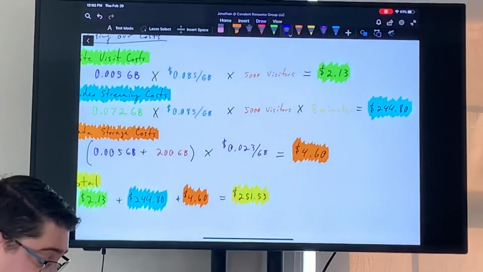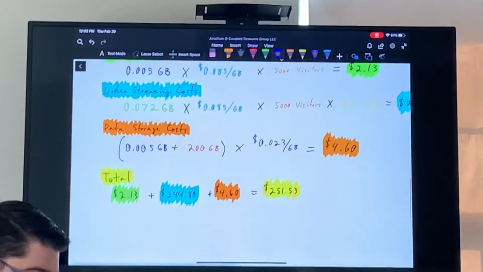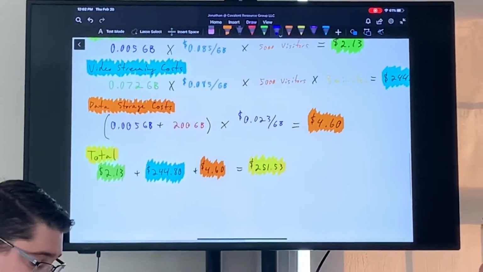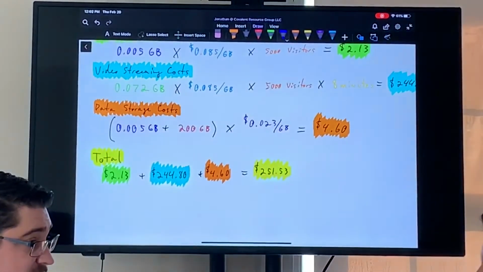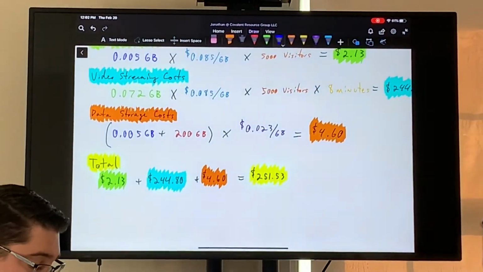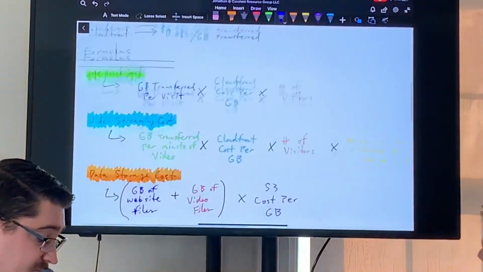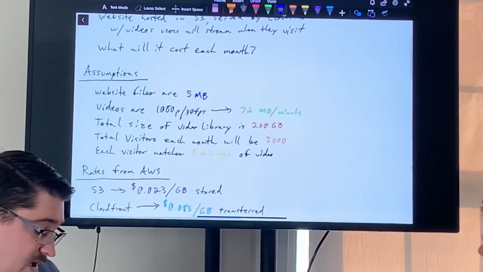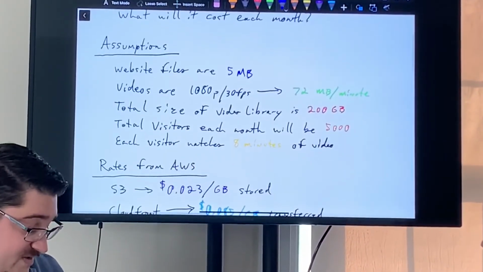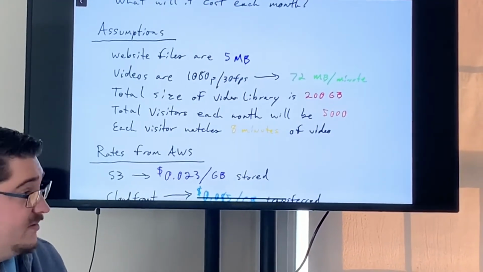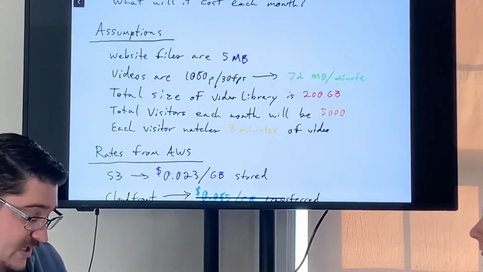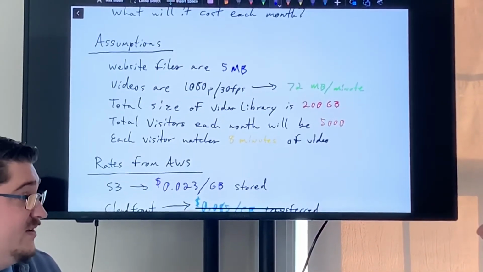Okay. So that gives you a good idea of the total cost of everything, just adding it all up. Roughly $251.53 going out the gate, and that's using the parameters we threw at things, which were 5,000 visitors each month, a library of about 200 gigabytes, and each user watches about 8 minutes of video.